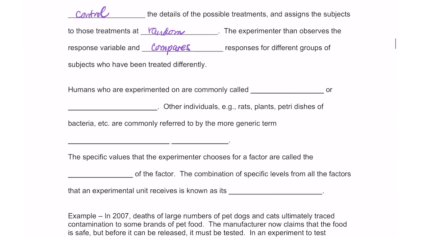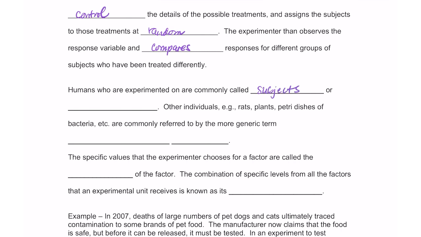Humans who are experimented on are commonly called subjects. Also, they can be referred to as participants. But other individuals like plants, rats, petri dishes of bacteria, etc., are commonly referred to by the more generic term experimental units.